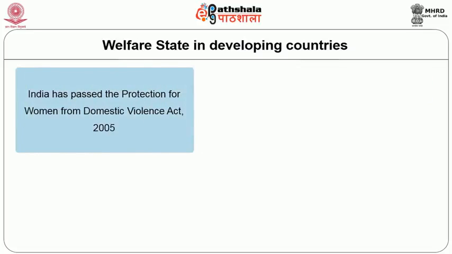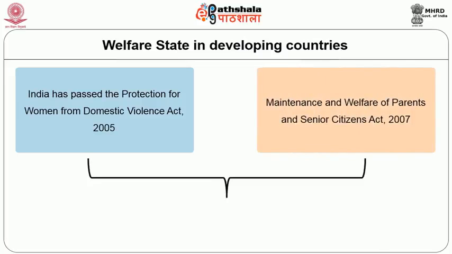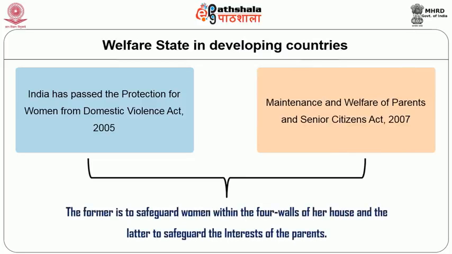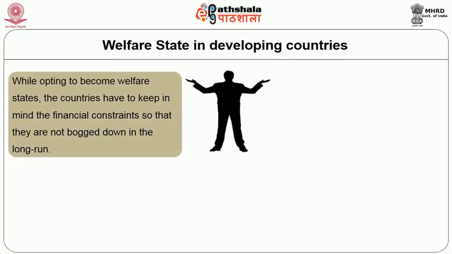India has passed the Protection of Women from Domestic Violence Act 2005 and the Maintenance and Welfare of Parents and Senior Citizens Act 2007. The former is to safeguard women within the four walls of their house, and the latter to safeguard the interest of the parents. Thus, while opting to become welfare states, the countries have to keep in mind the financial constraints so that they are not bogged down in the long run.